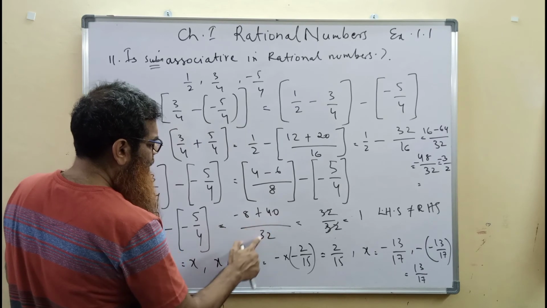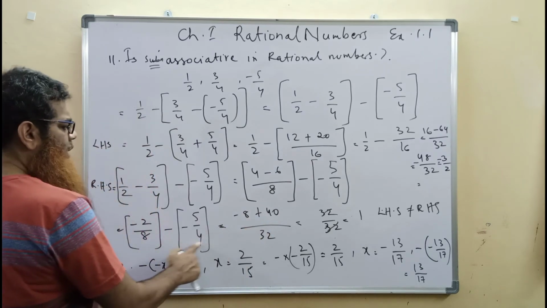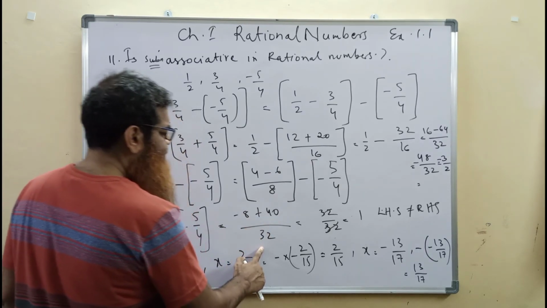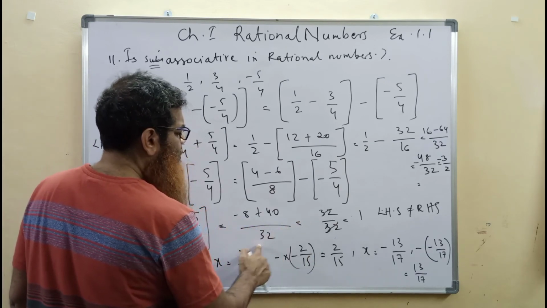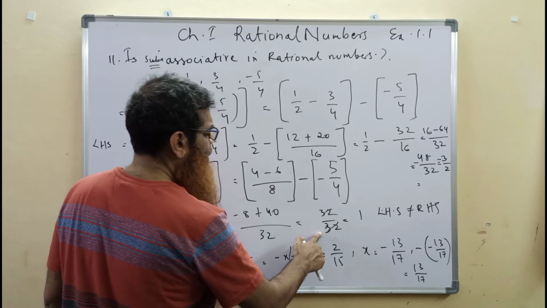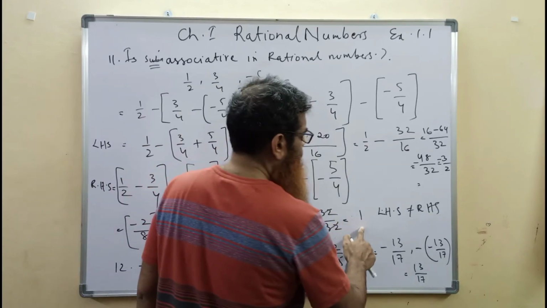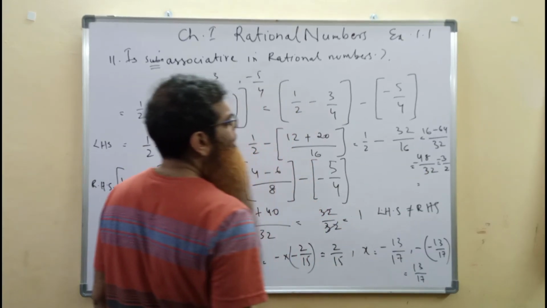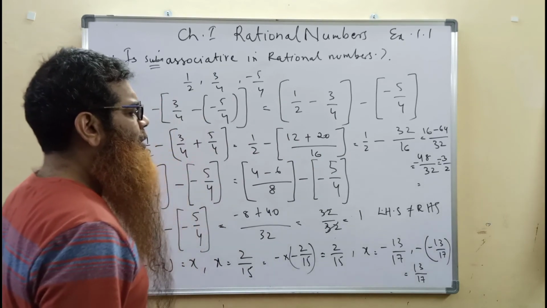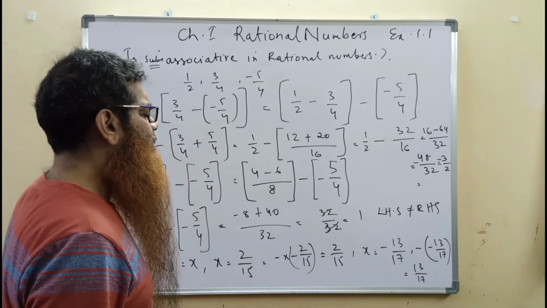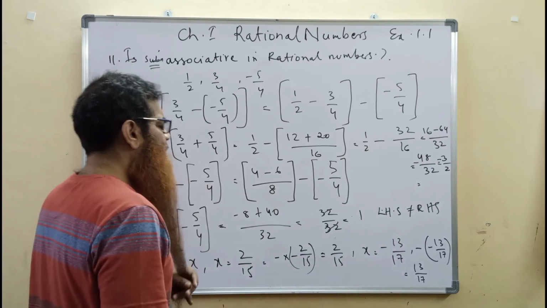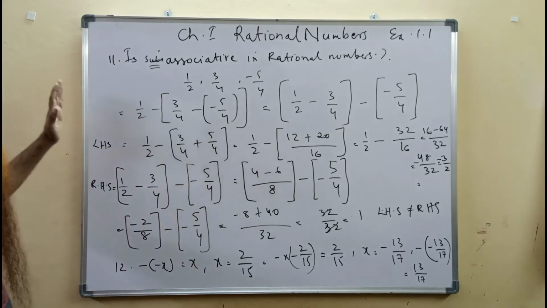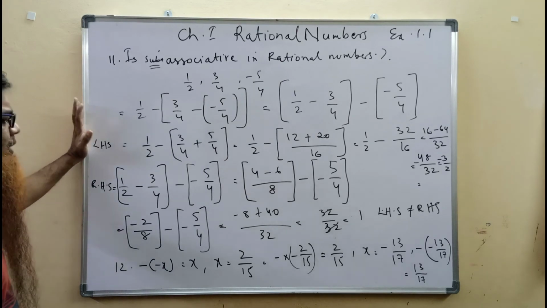Minus 8 plus 40 divided by 8 4s are 32 in the denominator. Minus 8 plus 40 is equal to 32 and the denominator is also 32. 32 divided by 32 is 1. So here we got 1, whereas in the left hand side we got minus 3 by 2, and 1 is not equal to minus 3 by 2. LHS is not equal to RHS. That goes to prove that subtraction is not associative in rational numbers.